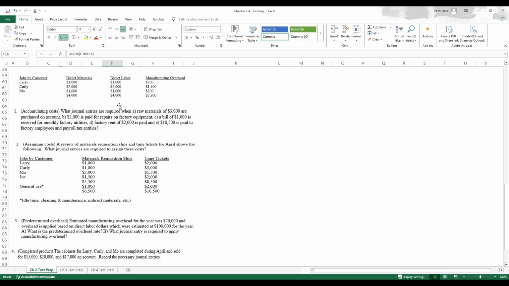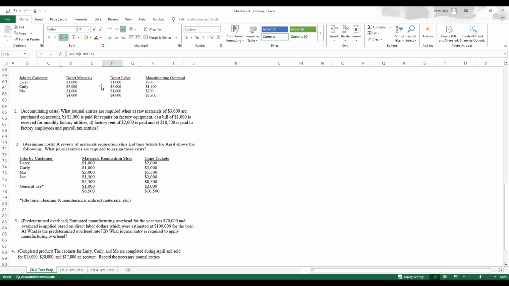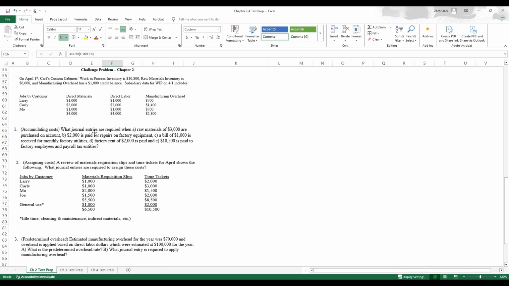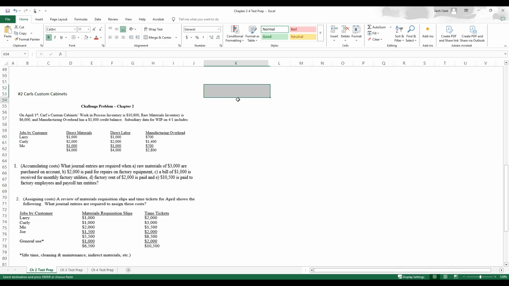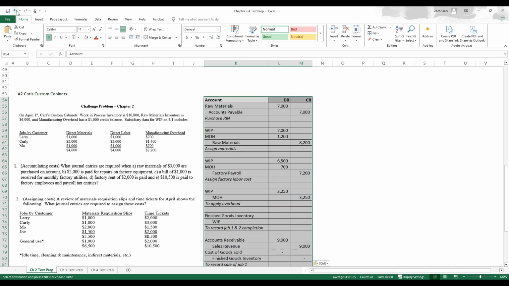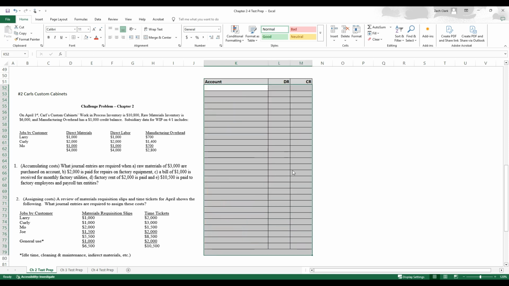Okay, so let's take a look here. I can't quite get it all on one page, but that's okay. For our accumulating journal entries, I'm just going to take this little ledger and bring it down so we've got somewhere to put information. A little higher there. And I'm just going to clear this all out and clear out the formatting there.